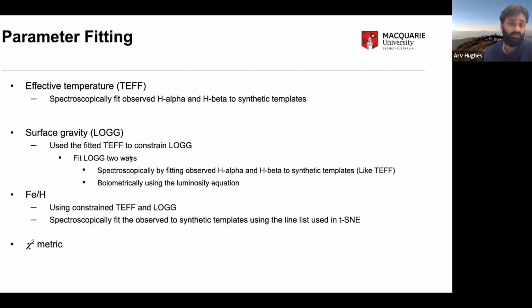And what we actually found was we chose the GALAH way because the other was systematically underestimating log G. But we also found that irrespective of which log G method we used, we'd always get the same metallicity. So it didn't really matter too much. But for further exploration or further understanding of some candidates that we did find, this is going to be important. So then we constrained metallicity using log G and effective temperature, and fit the lines that we put into t-SNE on the observed templates. And to fit these parameters, I used the chi-squared metric and I chose the minimum chi-squared.